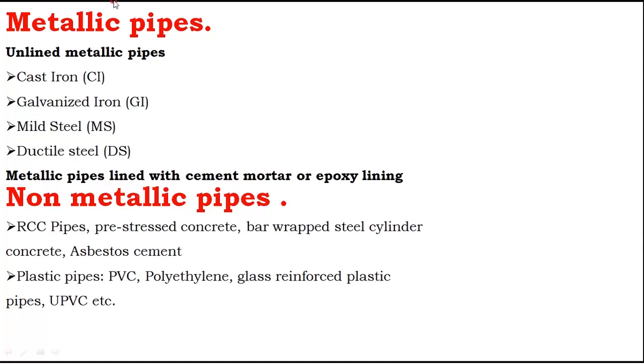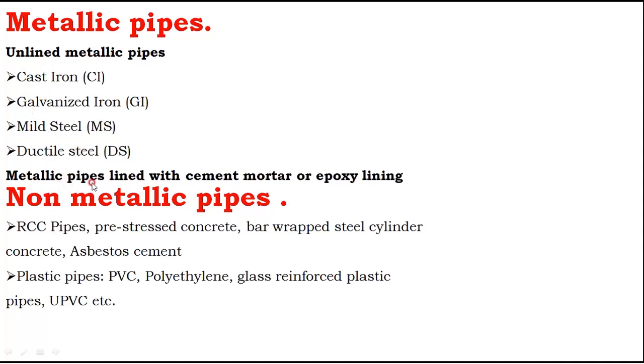Say, for example, normal cast iron pipes: whatever you purchase, inside also cast iron, outside also cast iron, only one material is used. Then that is called unlined metallic pipes. Galvanized iron pipes also there, mild steel also there, ductile steel also there. Understood? These all are based on metals used. Okay, they are metallic pipes.